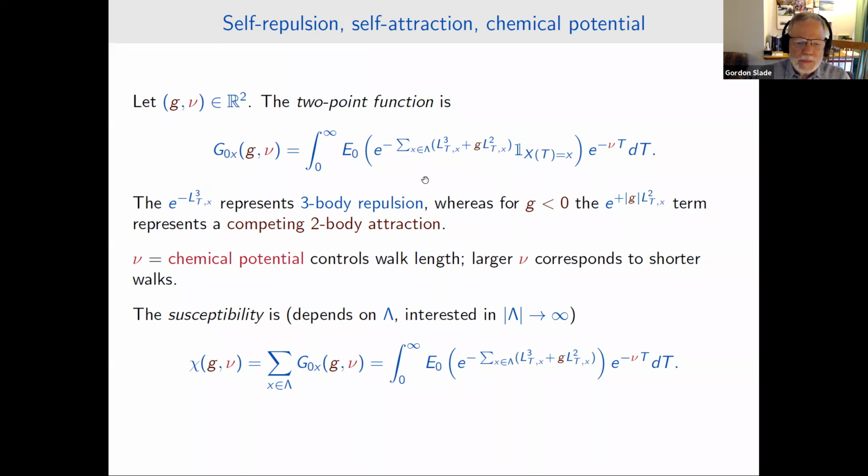And that's the two-point function. The susceptibility is the sum over vertices x in lambda of the two-point function. And when you sum that, you just forget about where the walk ends. So the sum over x only appears here, little x, and when you sum that, it becomes 1. And so this is the susceptibility. So we're interested in the two-point function and the susceptibility and how these things behave in the infinite volume limit as functions of G and nu.